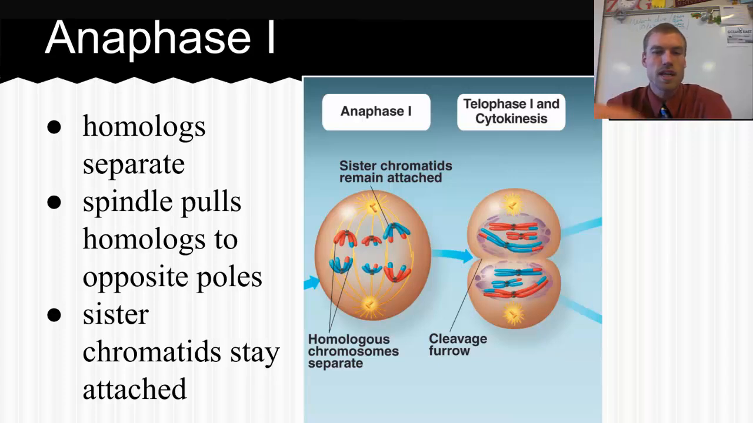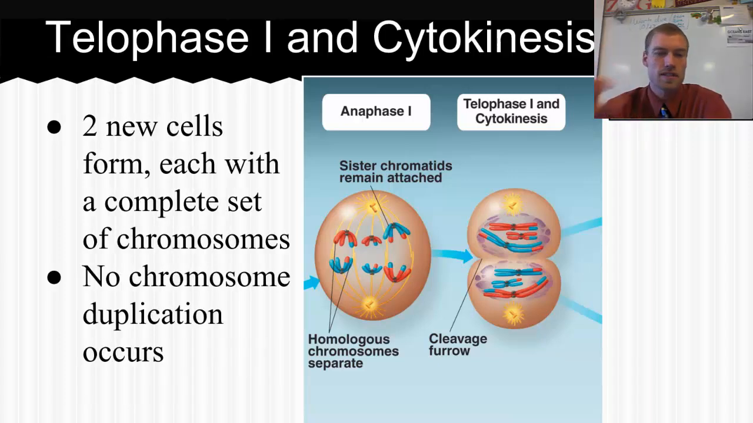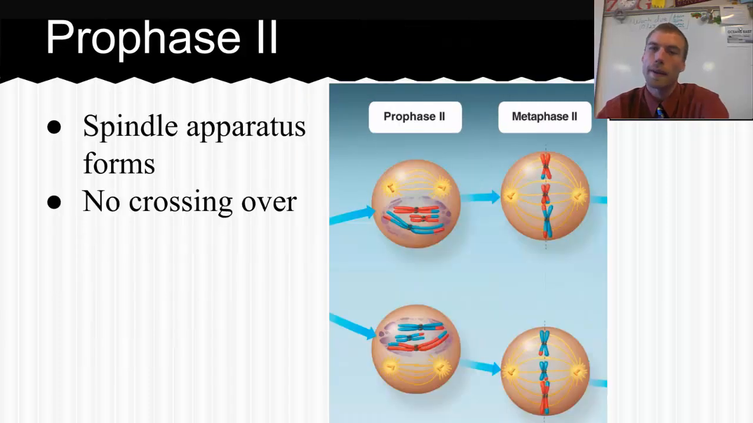Then we go through the same thing of telophase and cytokinesis. We form 2 new cells. At this point, these are sometimes called haploid. Sometimes they're called diploid. Frankly, it doesn't really matter. You've got 46 chromosomes in there, and that's all you really need to know. It's just a halfway point along the way.